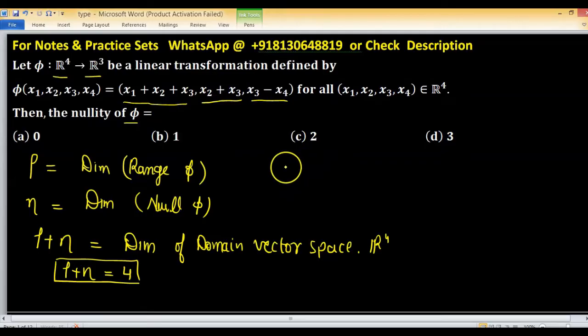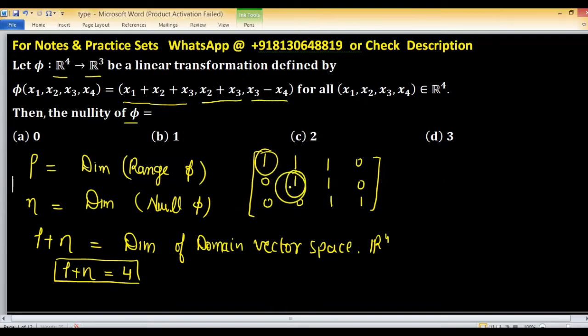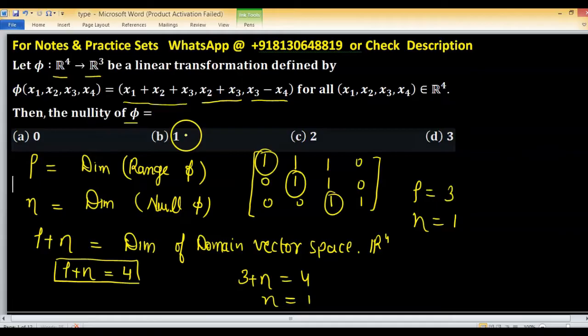So try to find the rank of this transformation. Write the constituents in terms of matrix representation: x1, x2, x3, x2, x1, x3, x4. Make other entries 0. Using this matrix representation, you can easily see the circled parts are pivot positions. So the rank of this matrix is 3 and nullity equals 1, because 3 plus nullity equals 4. So nullity equals 1. Option B will be correct.